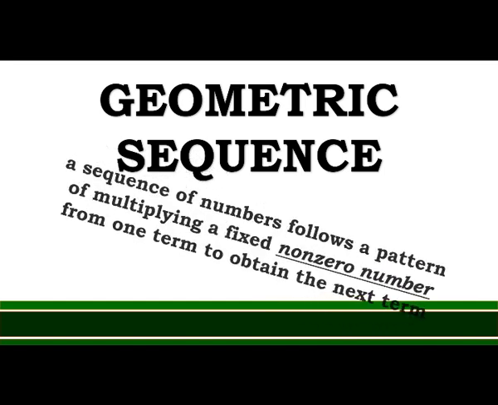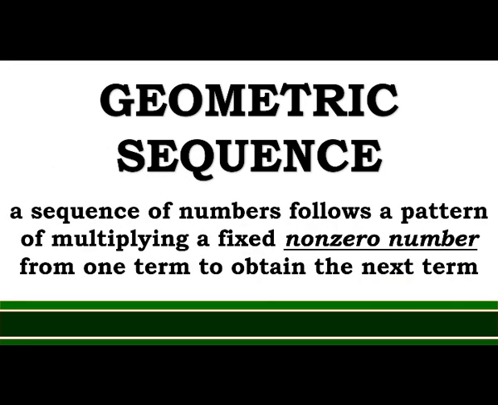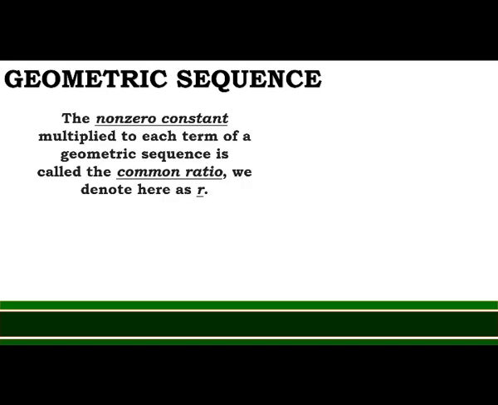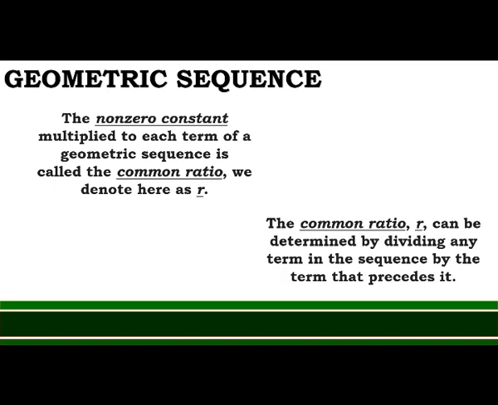Geometric sequence is a sequence of numbers that follows a pattern of multiplying a fixed non-zero number from one term to obtain the next term. In a geometric sequence, the non-zero constant multiplied to each term is called the common ratio. We denote it as r. The common ratio, or r, can be determined by dividing any term in the sequence by the term that precedes it.